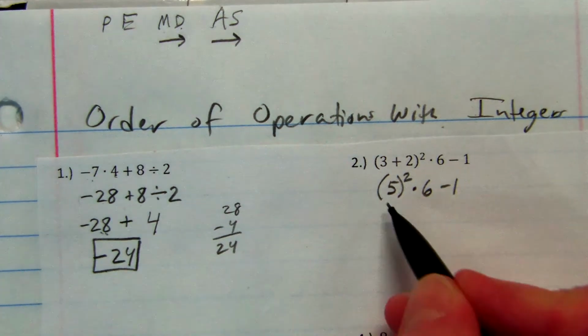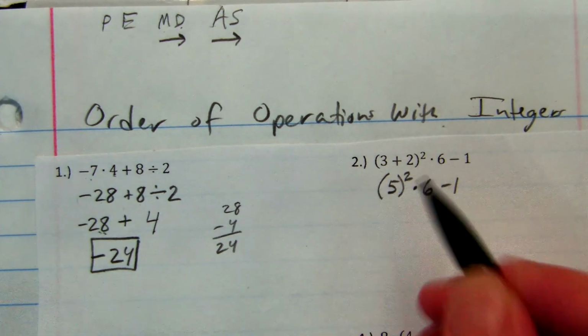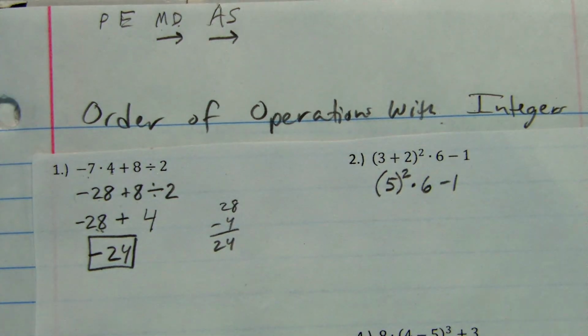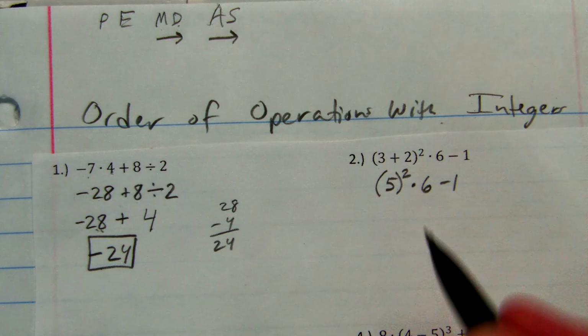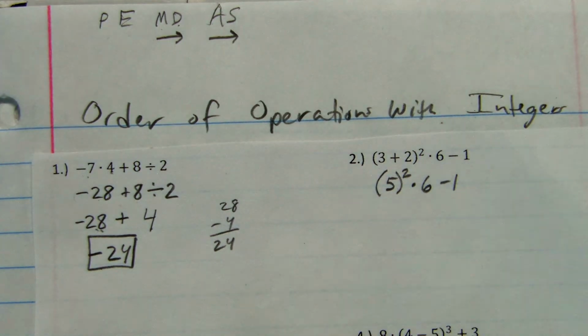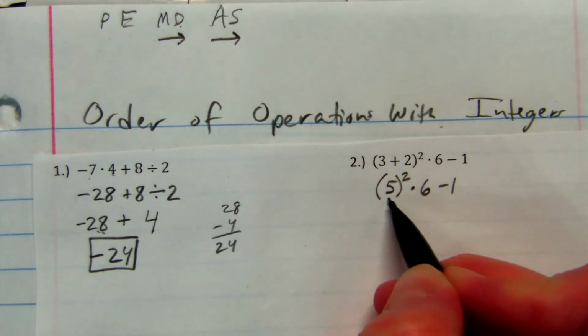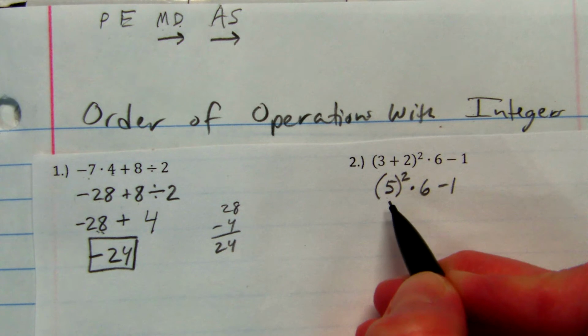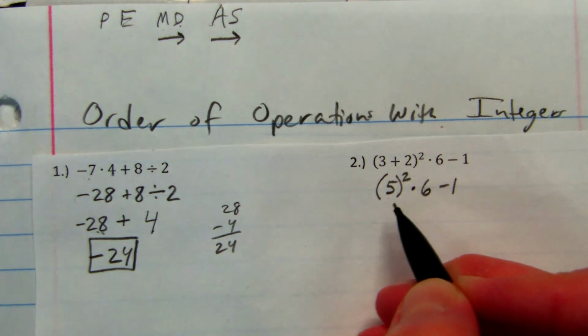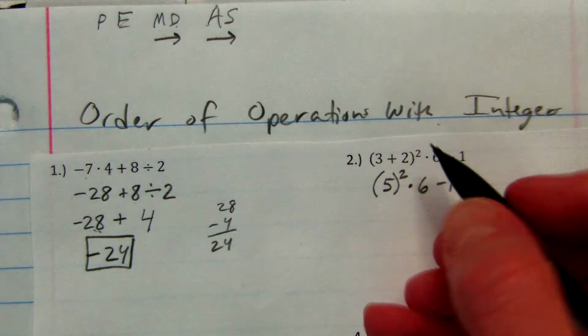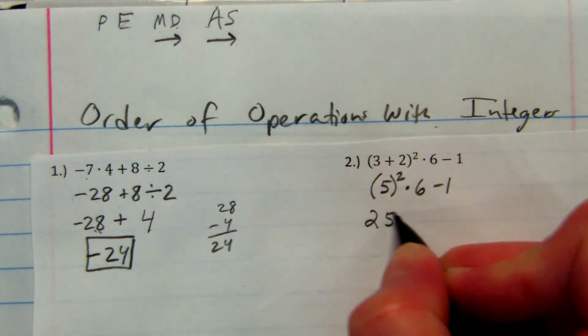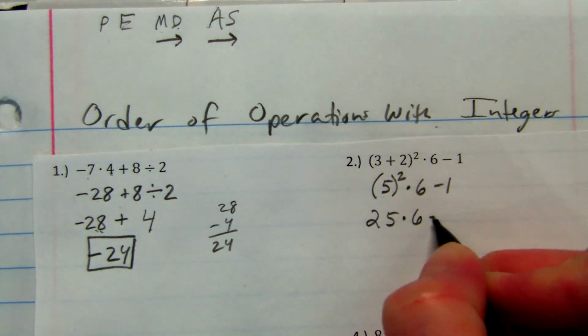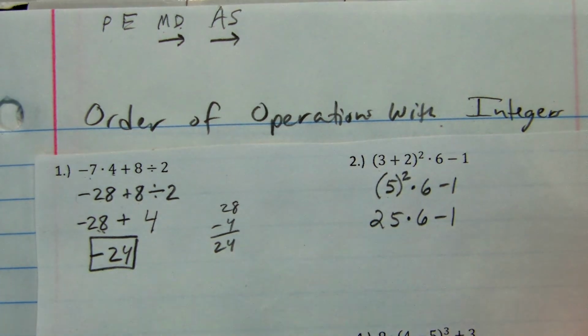So I have to do that next. And you can leave the parentheses on there or take them off and just make it 5. If this were a negative number, we would need the parentheses on there, so I just usually leave it. So this would be 5 times 5. So what would that be? Brian? 25. So I'm going to write down 25, and then I have times 6 and minus 1.